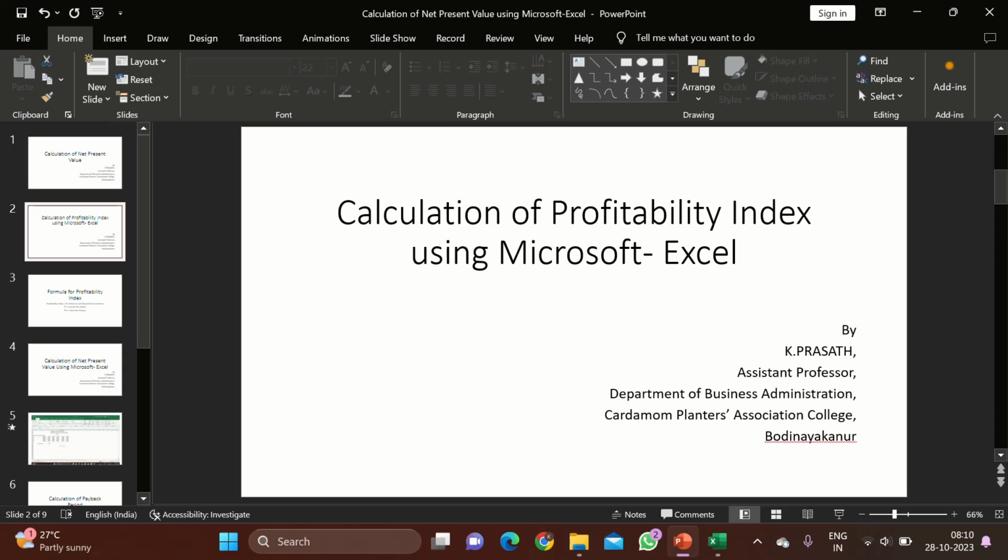Today, let us see what is profitability index and how to calculate profitability index using Microsoft Excel. Profitability index is a capital budgeting technique used to select and reject a project. In previous classes, we have seen what is capital budgeting, what is the significance of capital budgeting, and various other techniques used in capital budgeting. So, profitability index is a discount method where discount rate or cost of capital is taken into consideration.